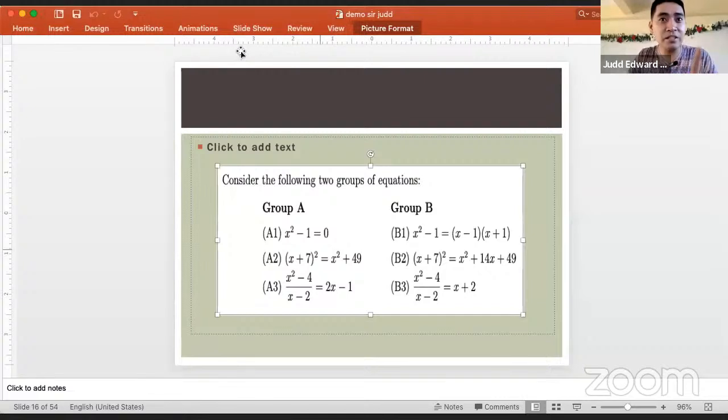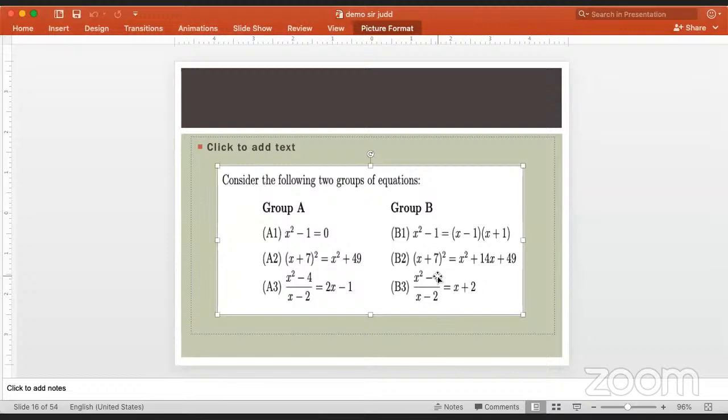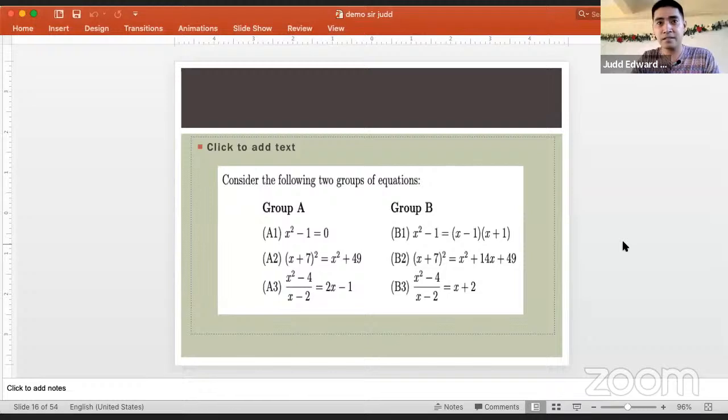Okay, summarizing, what can you say about group A and group B? Summarize, volunteer. Group A versus group B. Yes, Rachel? Yung equations po, dun po sa group A, yung left and right expressions po ay hindi po equal. Wherein po, sa group B po, ang left and right side equations po ay equal po.